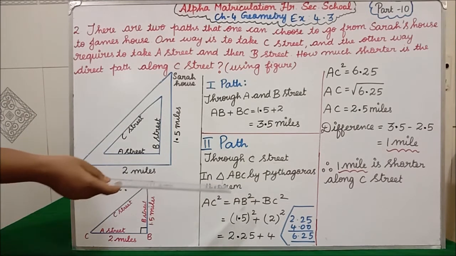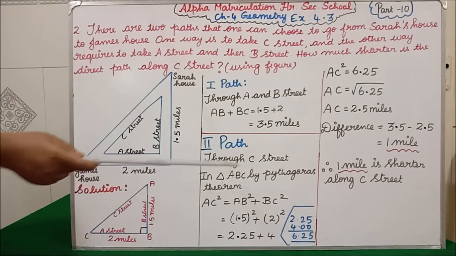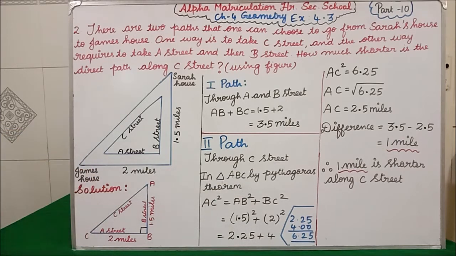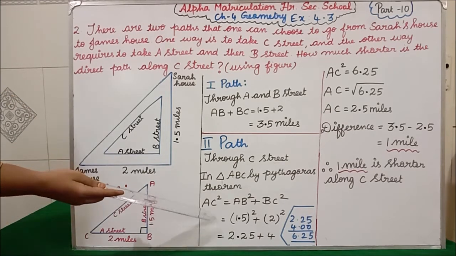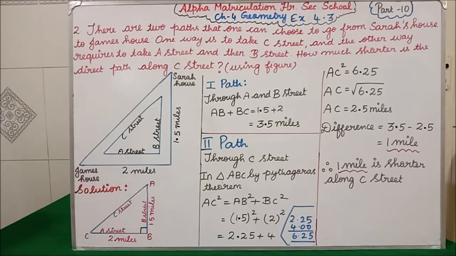I have taken the triangle ABC, by Pythagoras theorem. So Pythagoras theorem is what? Hypotenuse side square is equal to sum of the square of the remaining two sides. So we can write AC square is equal to AB square plus BC square. How I have written this? According to Pythagoras theorem.